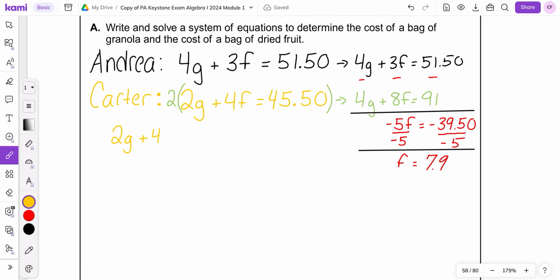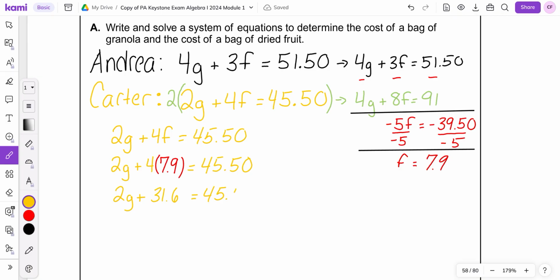2g plus 4f equals 45.50. I will then substitute what I just found for f in. So 2g is still 2g, but 4f becomes 4 times 7.9. That is going to be equal to the 45.50. Solving for g here, we get 2g. 4 times 7.9 is 31.6 equals 45.50.